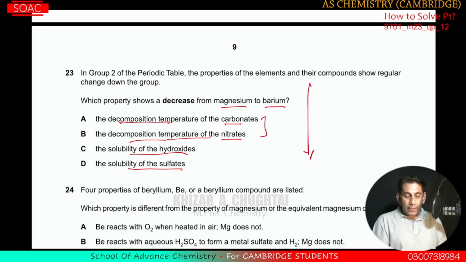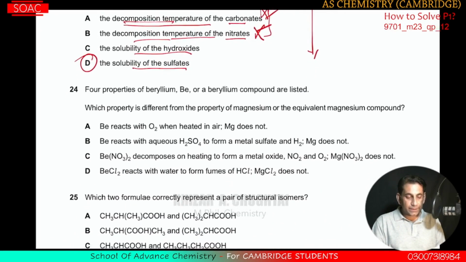As we move down the group, basically the decomposition temperature increases. More heat is required to decompose the carbonate. Same is the case for the nitrate. More heat is required to decompose the nitrate of group 2 elements. I mean, the compounds are going to become more stable. So one incorrect, second incorrect. Solubility of the hydroxide also increases. The bottom hydroxide, I mean barium hydroxide, is more soluble, but solubility of the sulfate decreases. Barium sulfate is a famous insoluble salt, so D is the correct option. Solubility of the sulfate decreases.